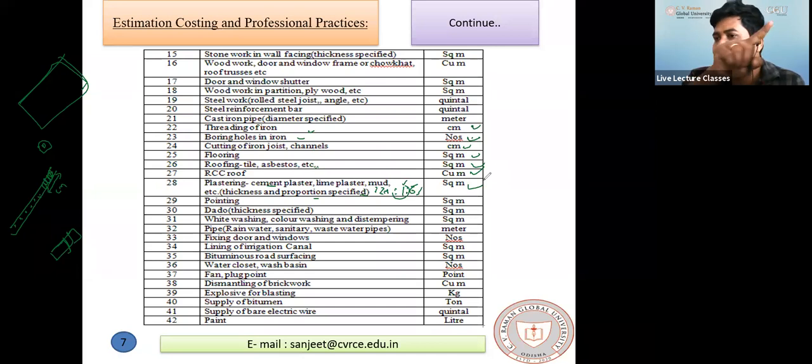You just multiply the length and height because the thickness is already mentioned as 12 mm. Clear? Pointing work, the unit is also the same. It is square meter. What is meant by this pointing work? Can anybody tell me what you mean by this pointing?